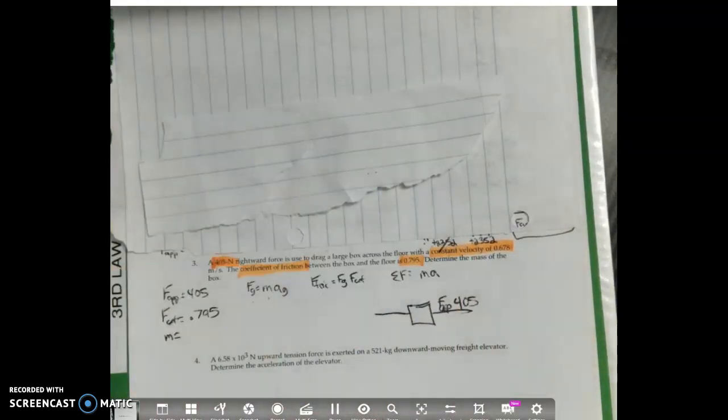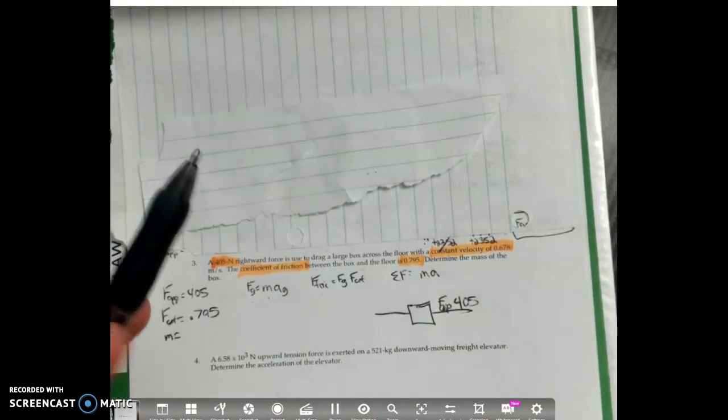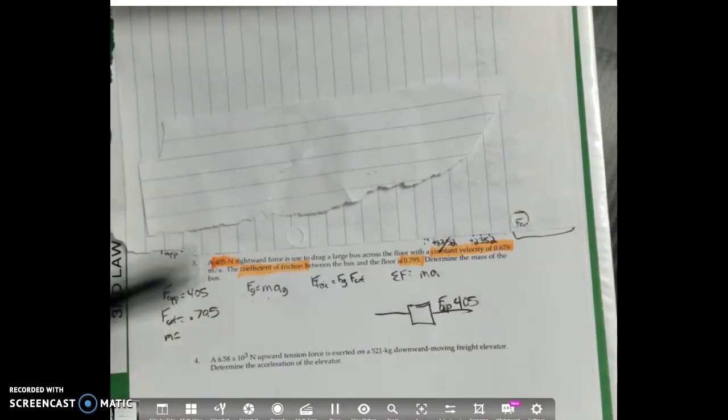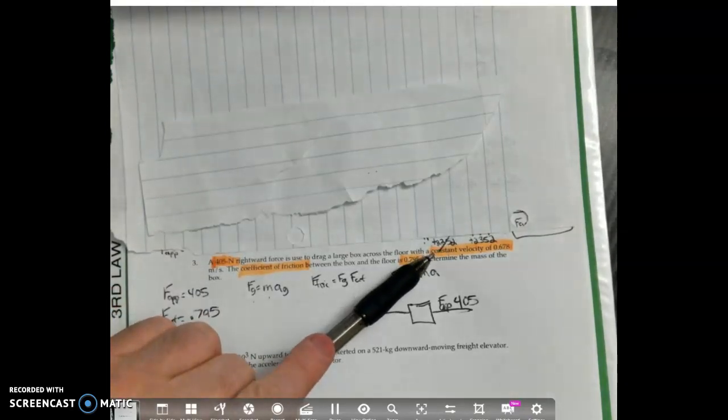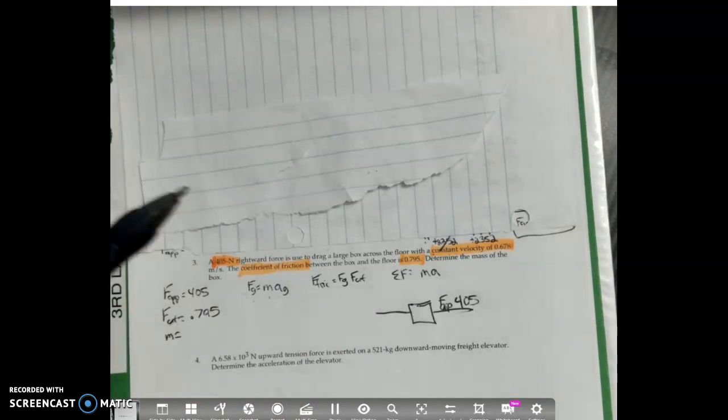Now, what did they tell us in here? We're going to use our context clues on this one, right? It's actually one of the easiest ones here, but it's the most tricky. They tell us it has a constant velocity. So what does that mean if something has a constant velocity? Well, if you're driving in a car and you have cruise control set at 60, you're going 60. Are you accelerating? No, you're not, right?